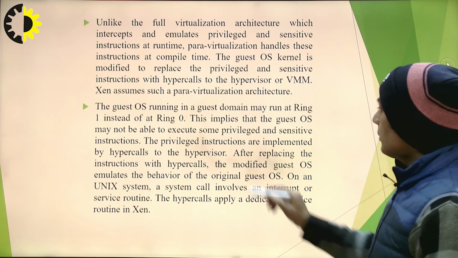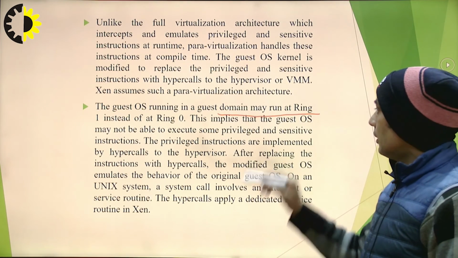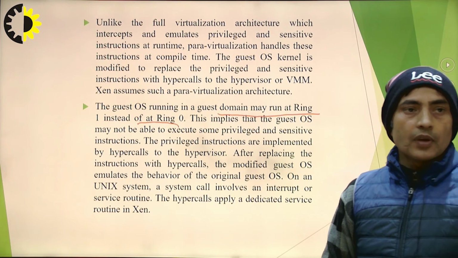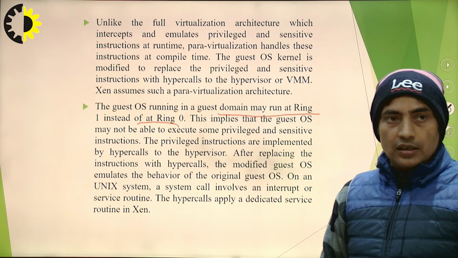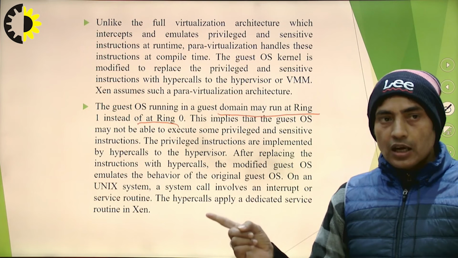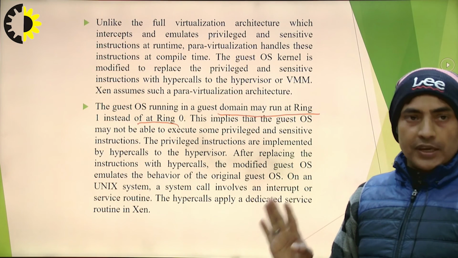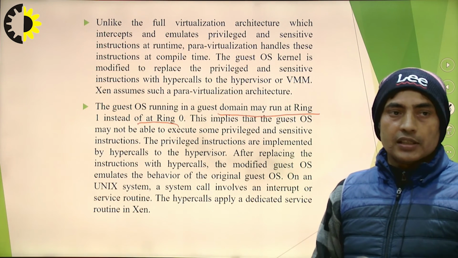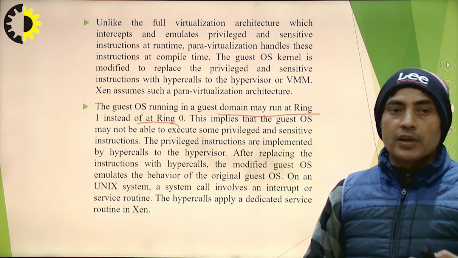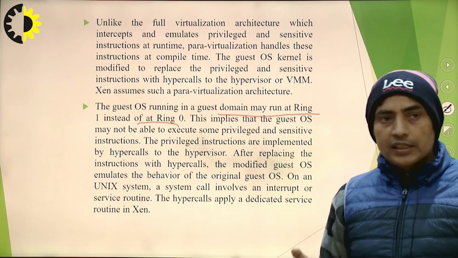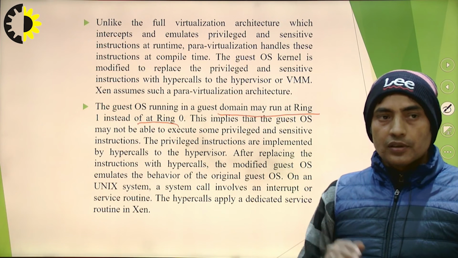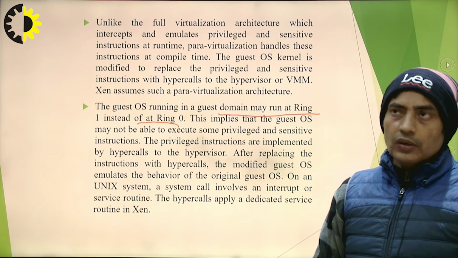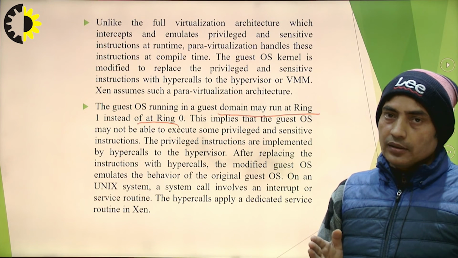So, the guest operating system running in a guest domain may run at ring 1 instead of ring 0. This implies that the guest operating system may not be able to execute some privileged and sensitive instructions. The privileged instructions are implemented by the hypercalls to the hypervisor. Hypercall is the API, some special APIs. After replacing the instruction with a hypercall, the modified guest operating system emulates the behavior of the original guest operating system. On a Unix system, a system call involves an interrupt or service routine. The hypercall applies a dedicated service routine in Xen. So in different architectures, these hypercalls are generated in different ways.